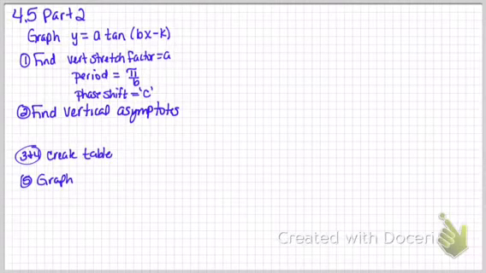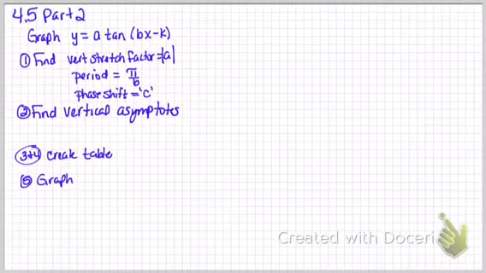4.5 part 2 wants us to graph y equals a tangent of bx minus k. Same thing pretty much, I just changed the equation a little bit, but it's the same as what we've been doing. So it says here, first thing we're going to do is find the vertical stretch factor, which is your absolute value of a. We're going to find your period.